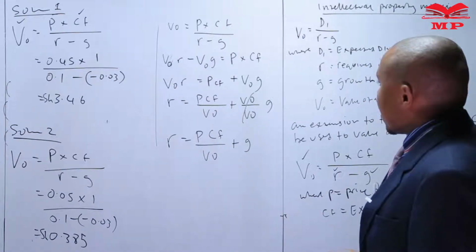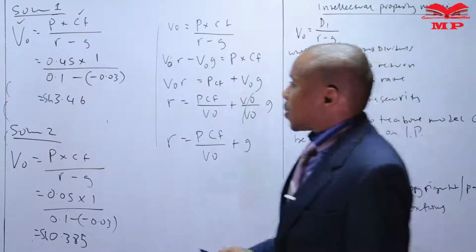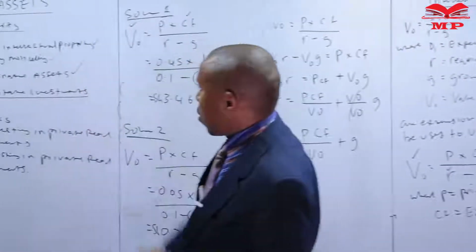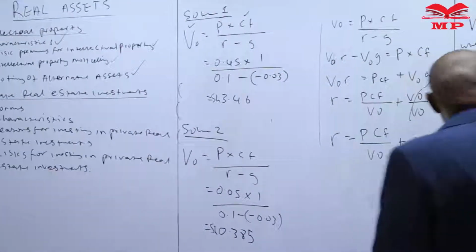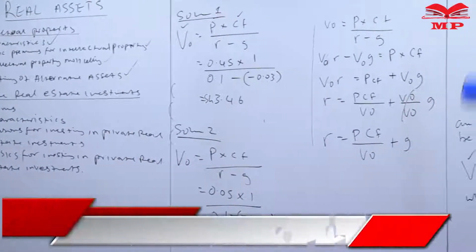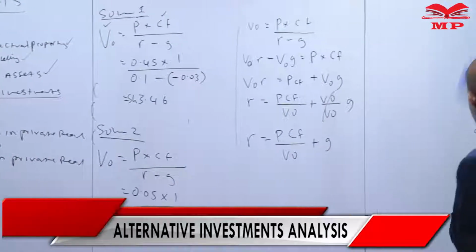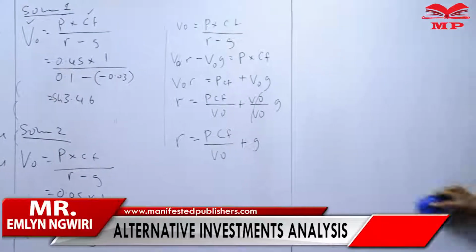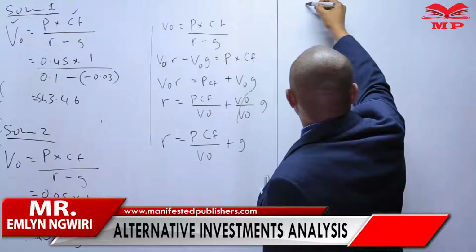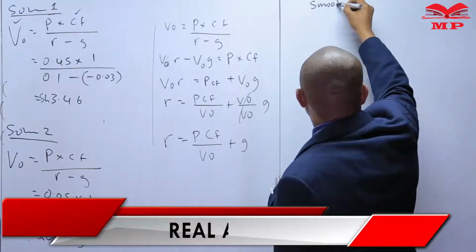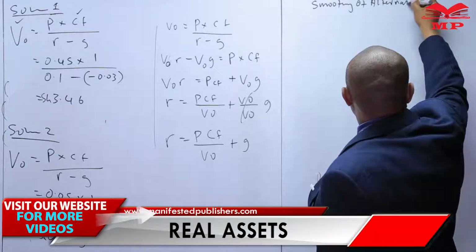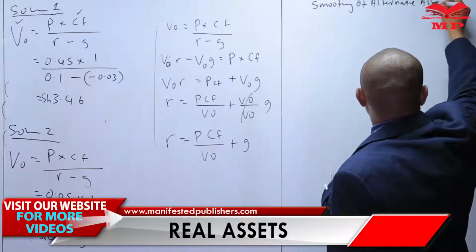Now, once we've looked at that, we need to look at smoothing of alternative assets. That will conclude that subsection of intellectual property. So we can look at it on this side. Smoothing of alternative assets.